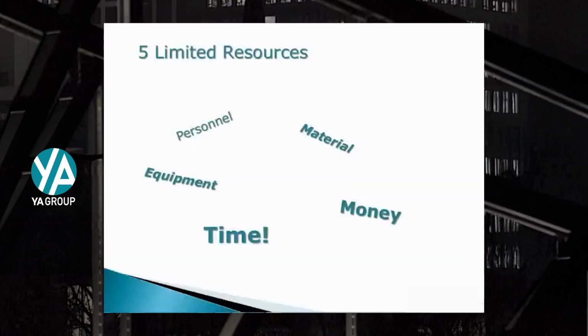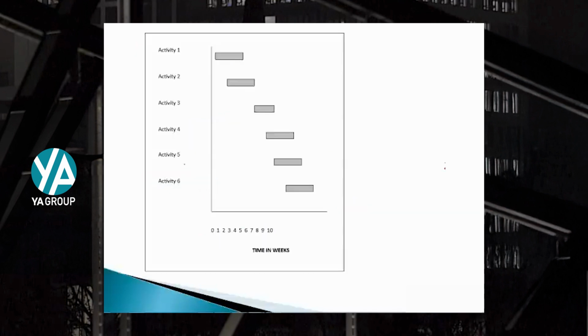As an introduction to our scheduling training, I want to briefly talk about 5 limited resources. The 5 limited resources on construction projects include personnel, material, equipment, money, and time. Throughout this lesson, we'll deal mostly with time, since time is one of the most critical resources. Once it's gone, you can't get it back.